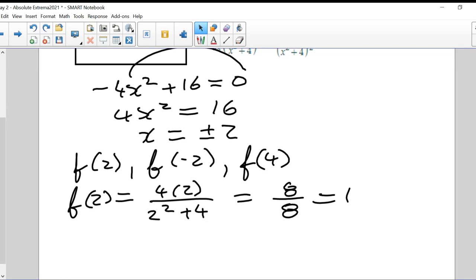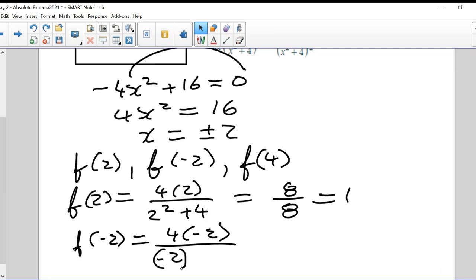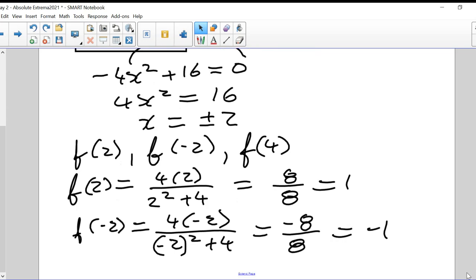That's all right. Okay. So the f of minus 2 now. See how simple this is? 4 times minus 2 over, excuse me, minus 2 squared plus 4. The top is minus 8, and the bottom is still 8. So that would be minus 1 this time. And finally, the f of 4.